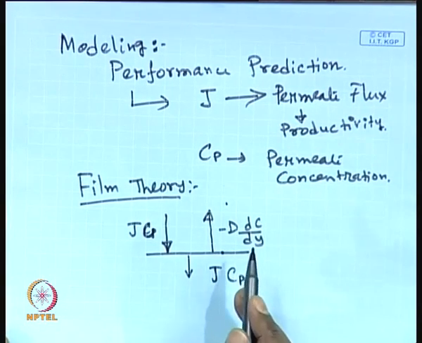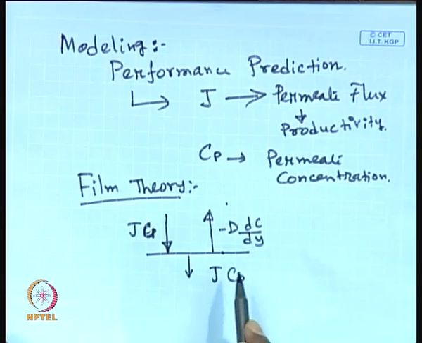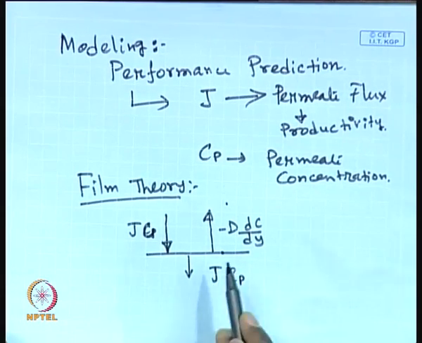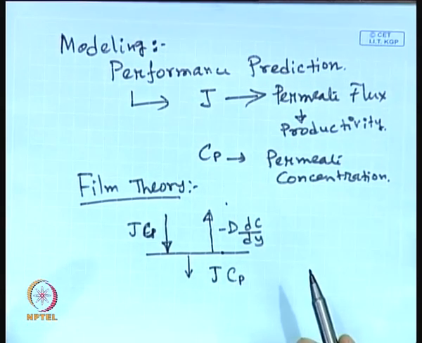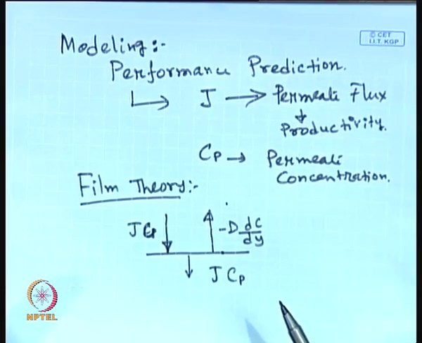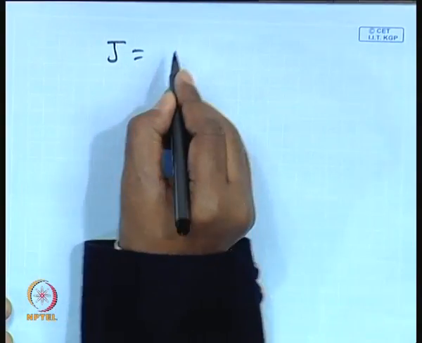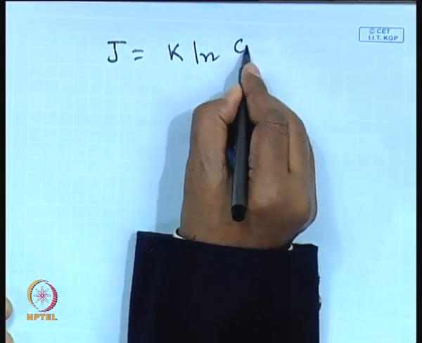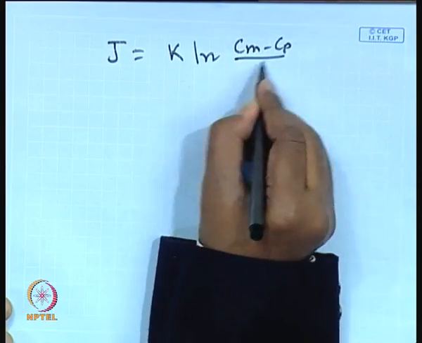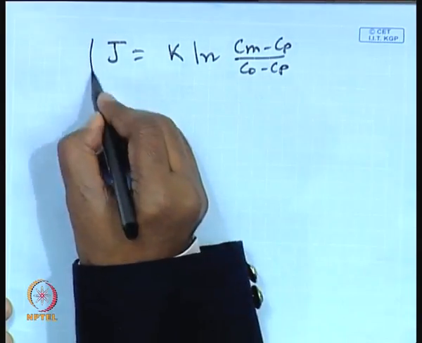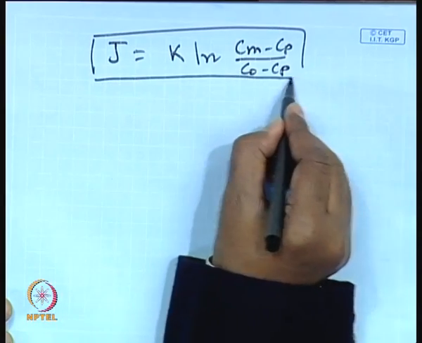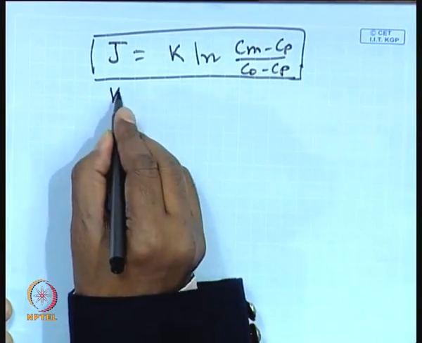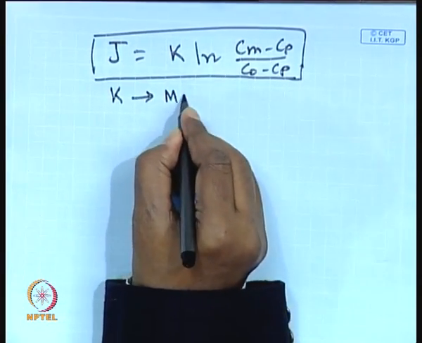Now, at the steady state, the summation of all the fluxes will be equal to 0, and you will get a differential equation. By solving that, you will get the expression of film theory that we have already derived earlier: J is equal to K ln of (Cm minus Cp) divided by (C0 minus Cp). That we have already derived earlier, I am not deriving it once again. What is K? K is the mass transfer coefficient.